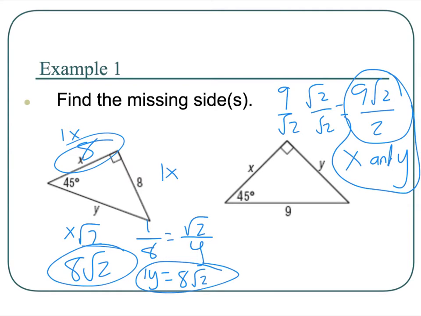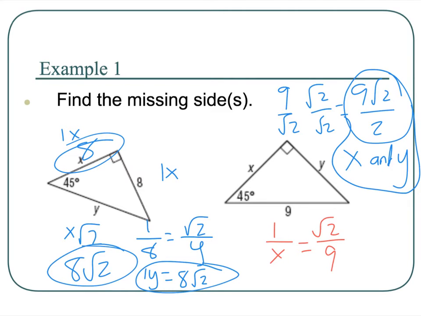If I wanted to set up the proportion, I could do that. I'd have 1 over x is equal to root 2 over 9. And again, the x and the y are going to be the same. So having the super proportion with 3 isn't really necessary because what's across from the 45 is going to be the same as the other one, right? Because they're both across from 45s.